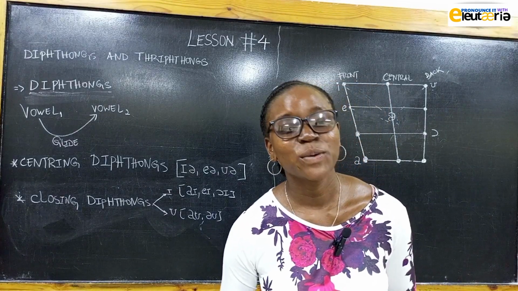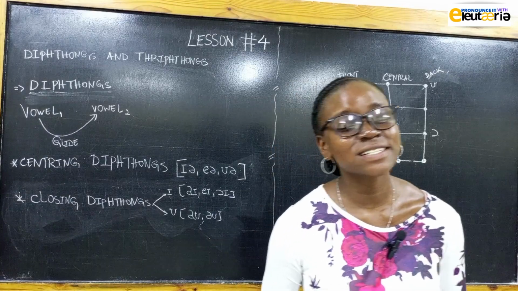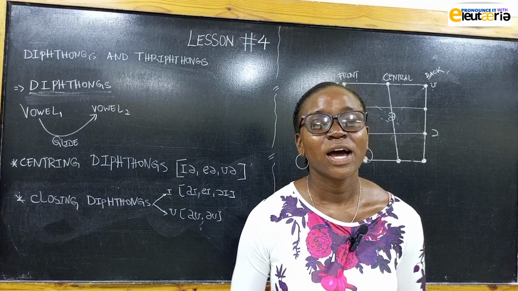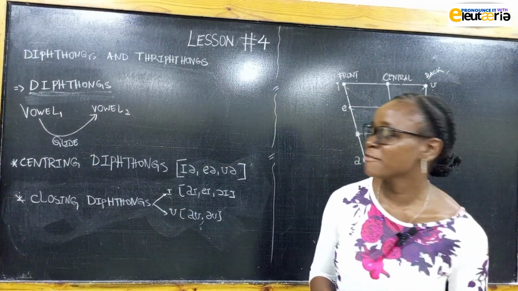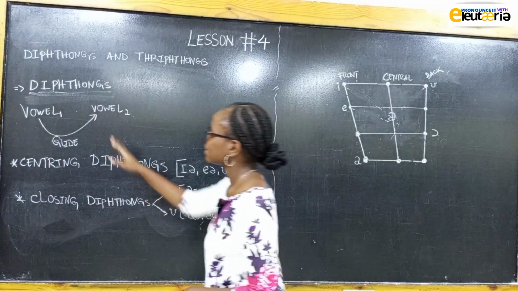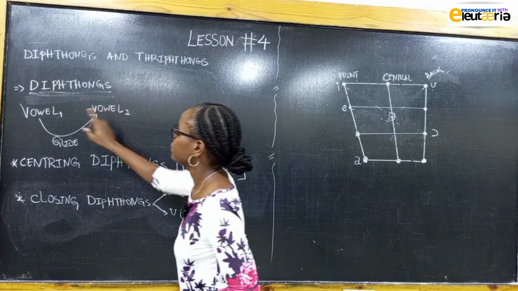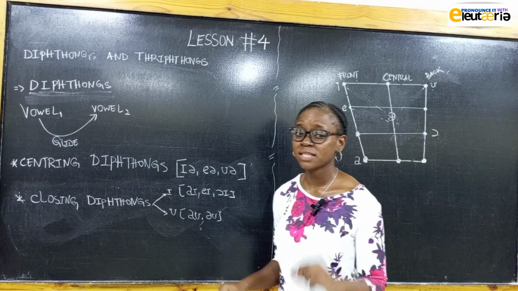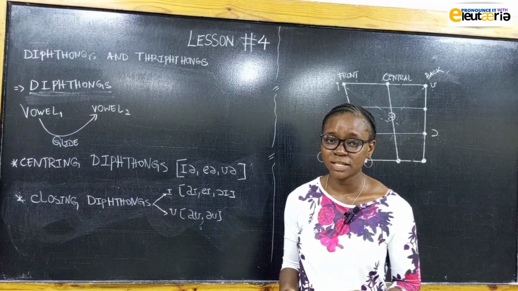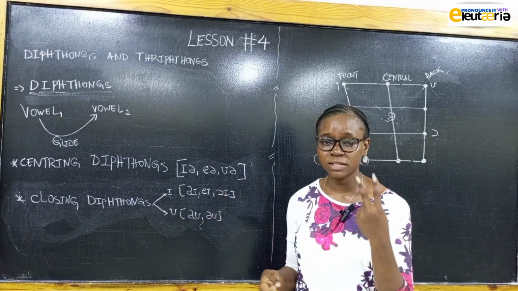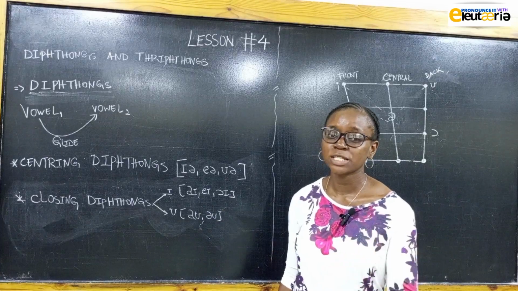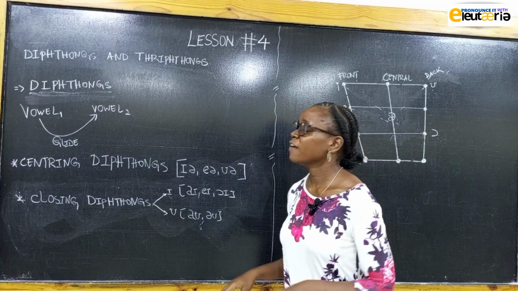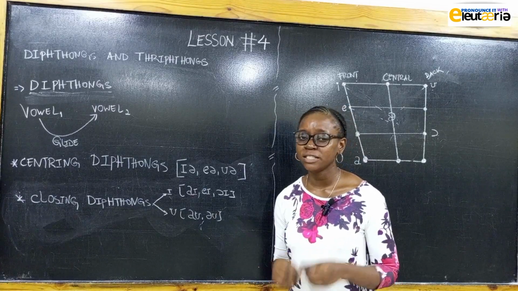Now for today, we are going to discuss diphthongs and triphthongs. What do we call diphthongs? Diphthongs is when a vowel glides to another. When a vowel 1 goes to a vowel 2 and they form a sound, we call them diphthongs. We call them diphthongs because there are two sounds. It comes from two.